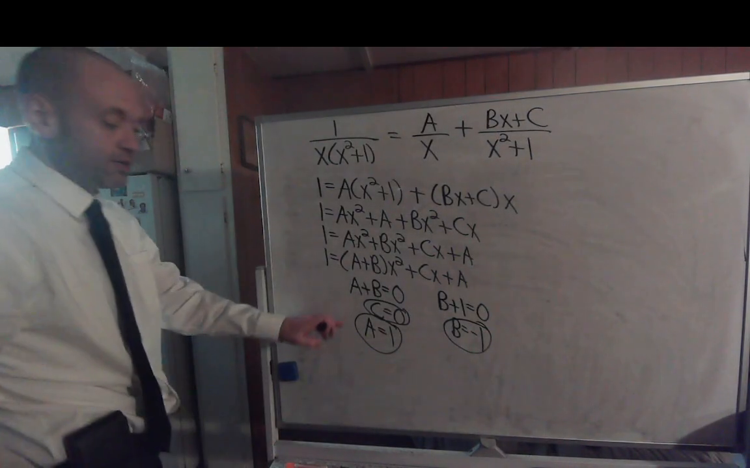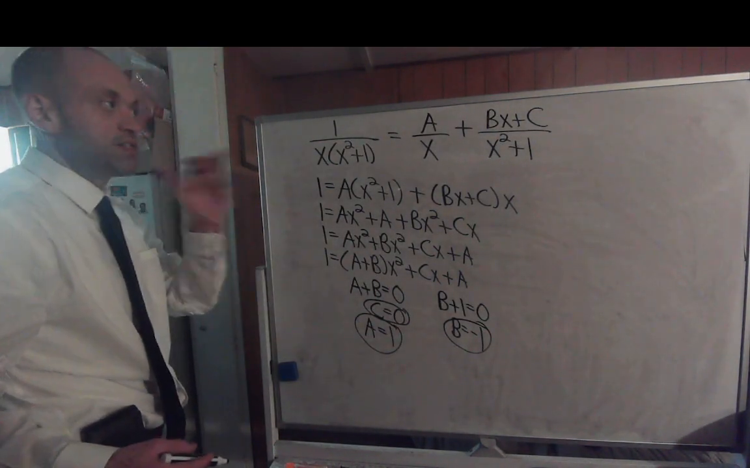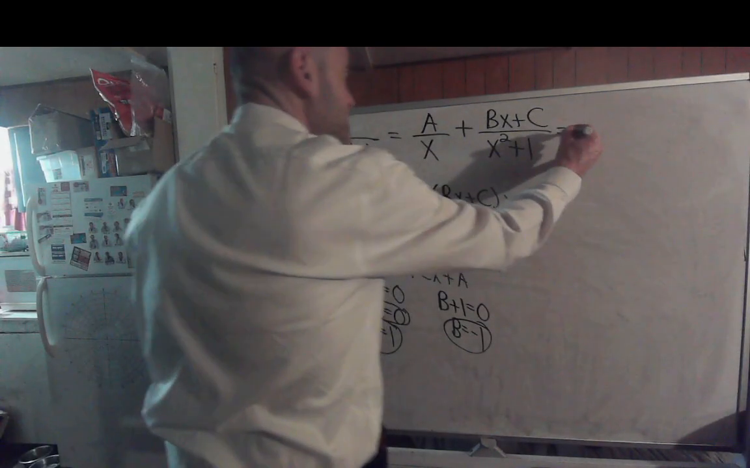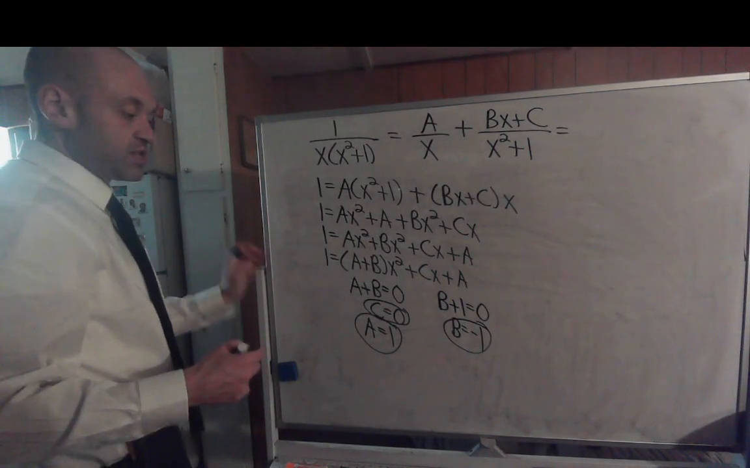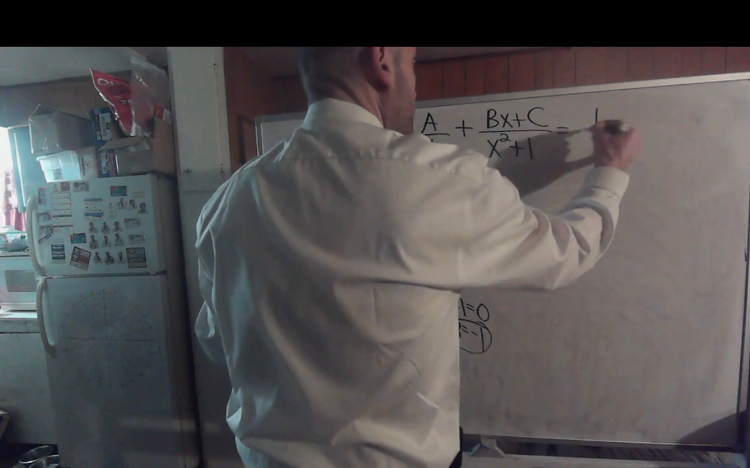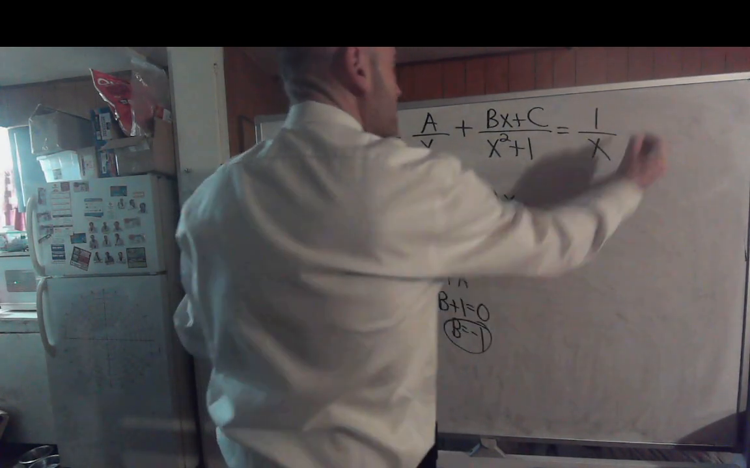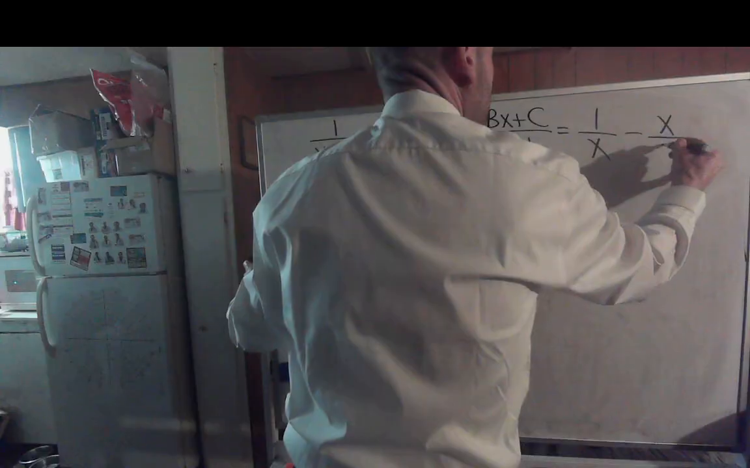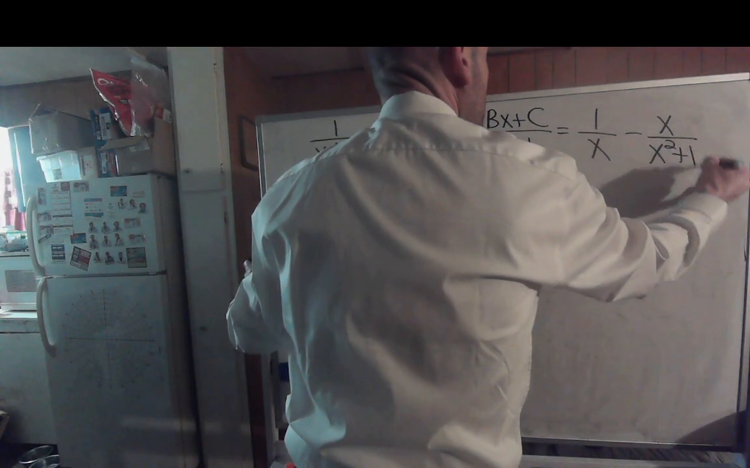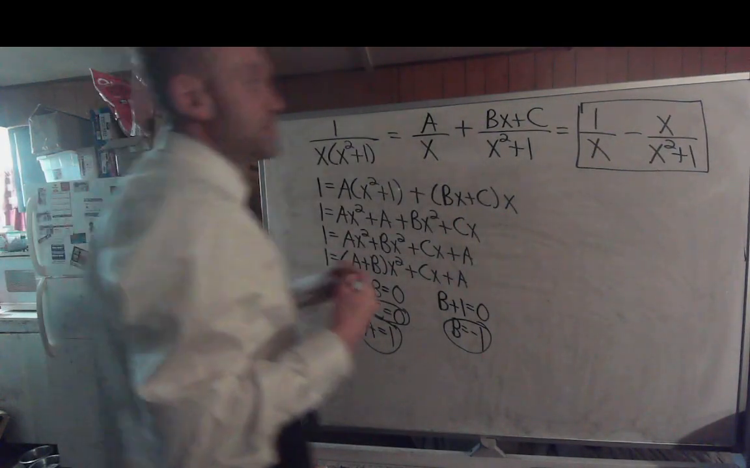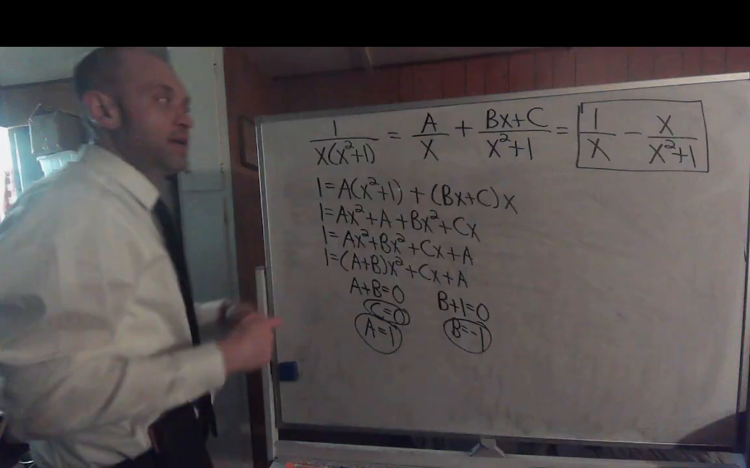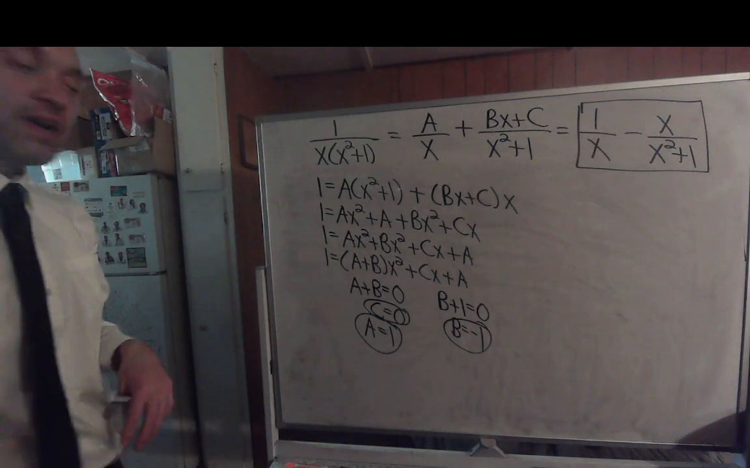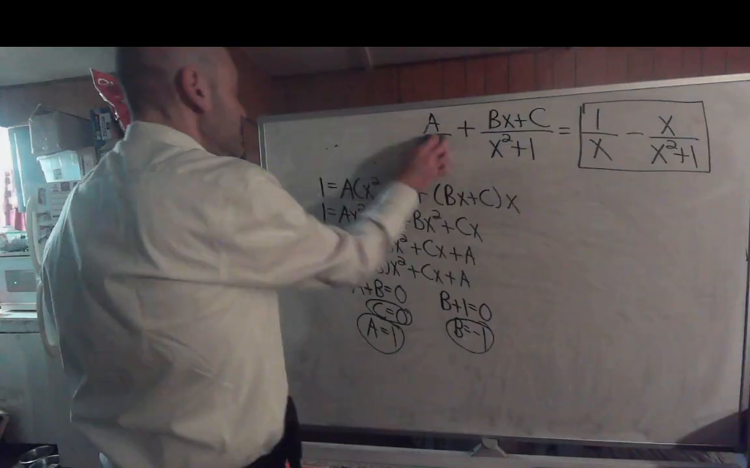So c is 0, but we do have a and b. So the partial fraction decomp in this case is just going to turn into your a over x. So 1 over x minus x over x squared plus 1. And that would be the best you could do for your partial fraction decomp. Since your c was 0, that's all you would get. I got more problems like this here.